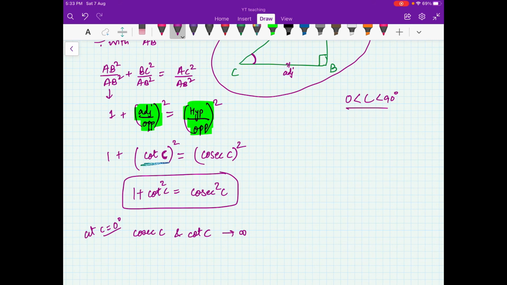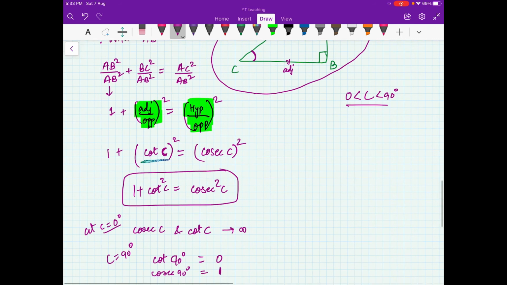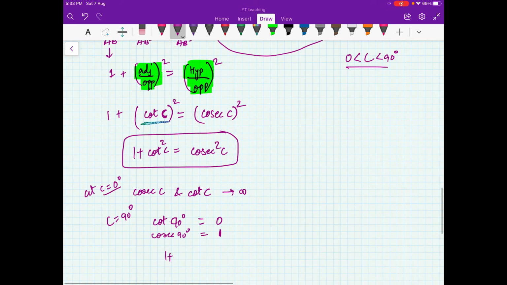C is equal to 0, and C is equal to 90 degrees. At C is equal to 90 degrees, you see what is the value of cot C, cot 90 degrees, and what is the value of cosecant 90 degrees. Cot 90 degrees is 0 and cosecant 90 degrees is 1. So in that case also you have 1 plus 0 squared is equal to 1 squared. So it means that this relation is true for all angles between 0 and 90 degrees.